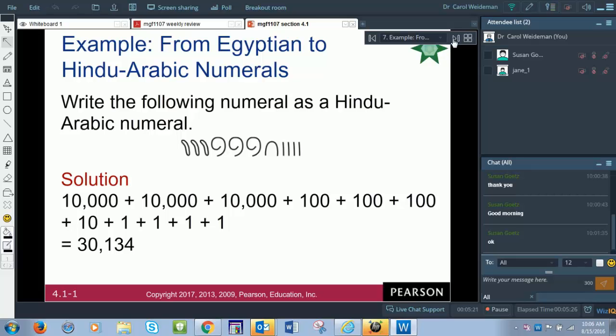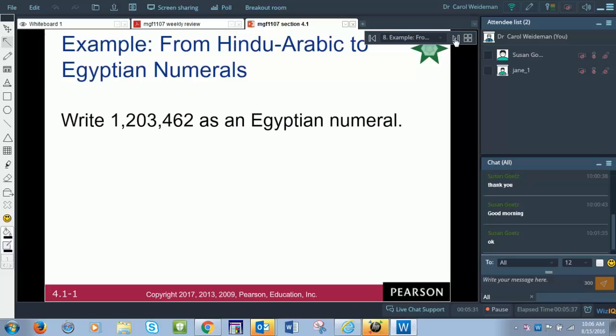30,134. Now, imagine though, if you're going to do a really big number, you're going to have lots of symbols here. So this is not a great system for representing big numbers. Let's go the other way.